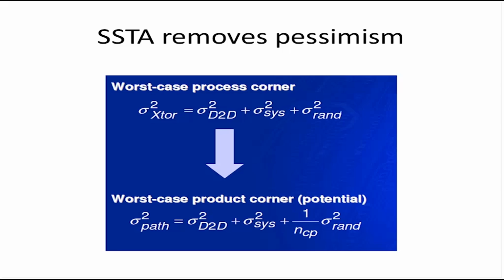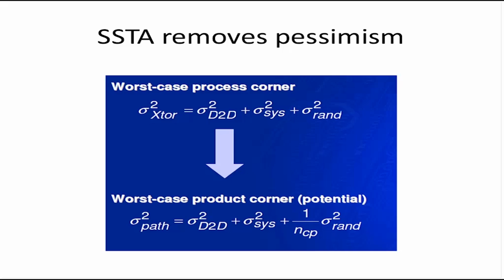But what about the within-die random variation? SSTA will only reduce pessimism from within-die random variables. Instead of adding sigma linearly, it will do 1 by square root of n. That means it depends on the particular path, how long the path is. The longer the path, the more pessimism it will remove. The shorter the path, the less pessimism it will remove, because the pessimism builds up as the number of stages increases.